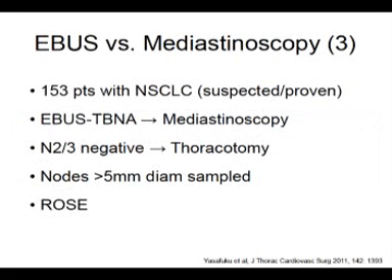And then lastly, this is a study out of Toronto by Kazu Yasufuku and his group there. 153 patients all underwent EBUS TBNA followed by mediastinoscopy. Those that were node negative underwent thoracotomy. They were not biopsying particularly large nodes. In fact, the average diameter, I think, of the nodes was about 8 millimeters. They used rapid on-site evaluation as well. Next, please.